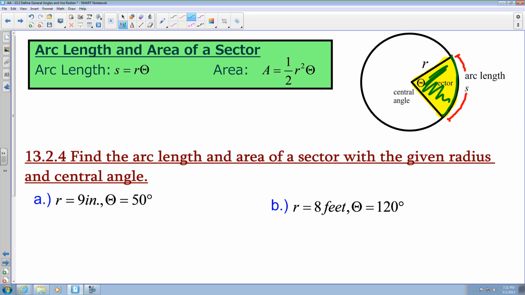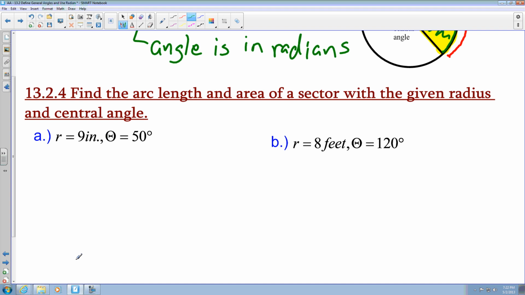But we have to keep in mind that when we solve for this, we must make sure our angle is in radians. If it isn't, we have to put it in radians. So examples A and B, they want us to find the arc length and also the area of the sector, given the radius and our central angle. So let's find what S is.